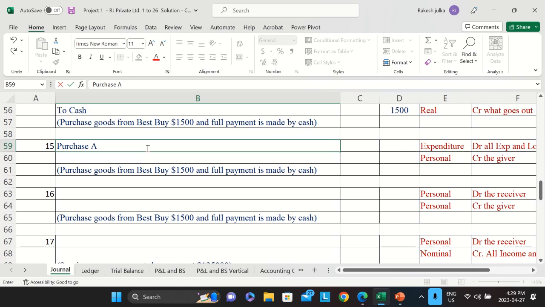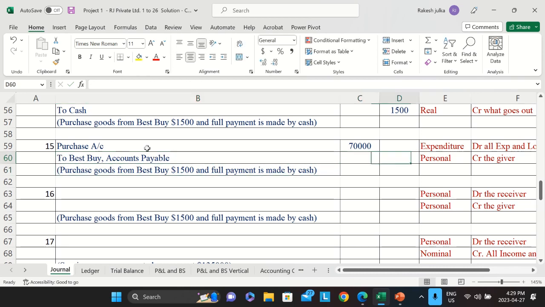So purchase account debit. What is the amount? The amount is $70,000 to Best Buy. Don't write just Best Buy. Always write accounts payable. Right. So in this case, we're going to write here $70,000.